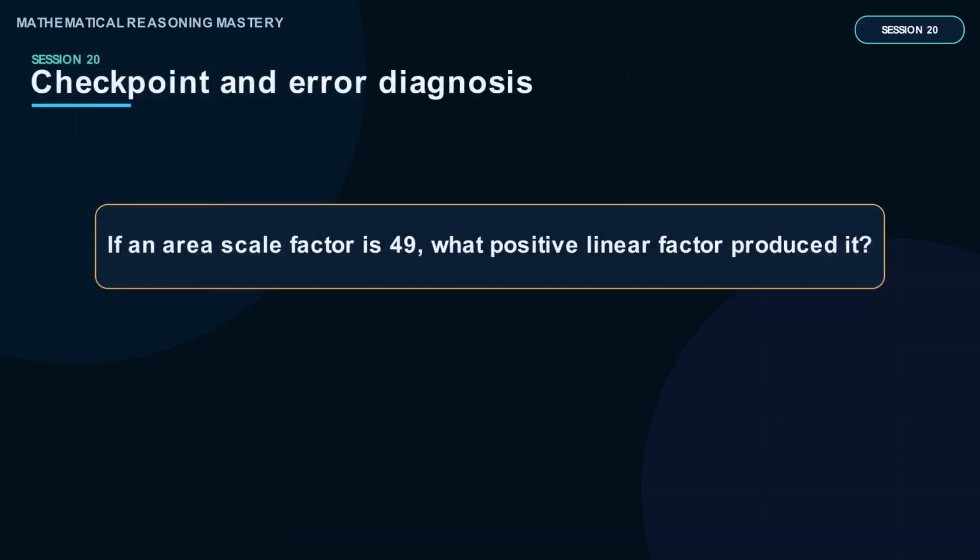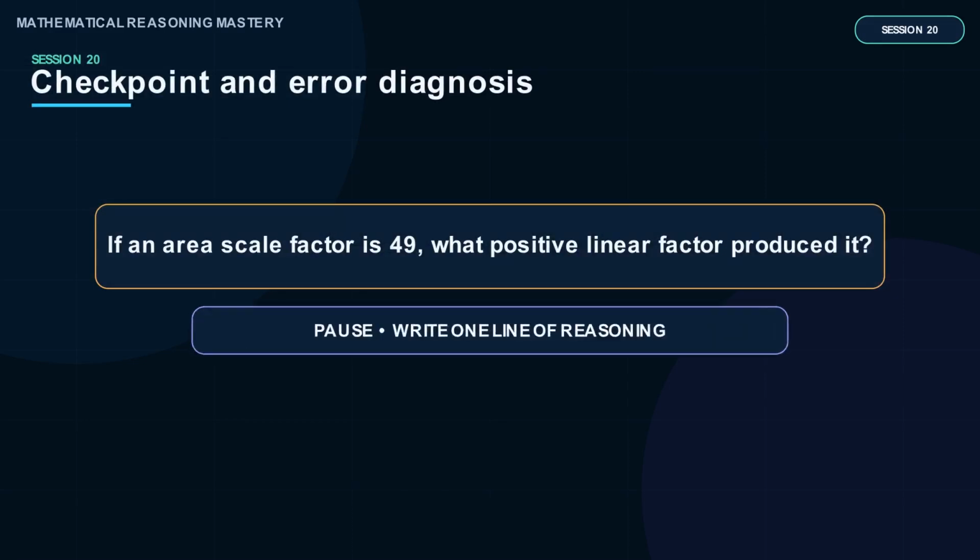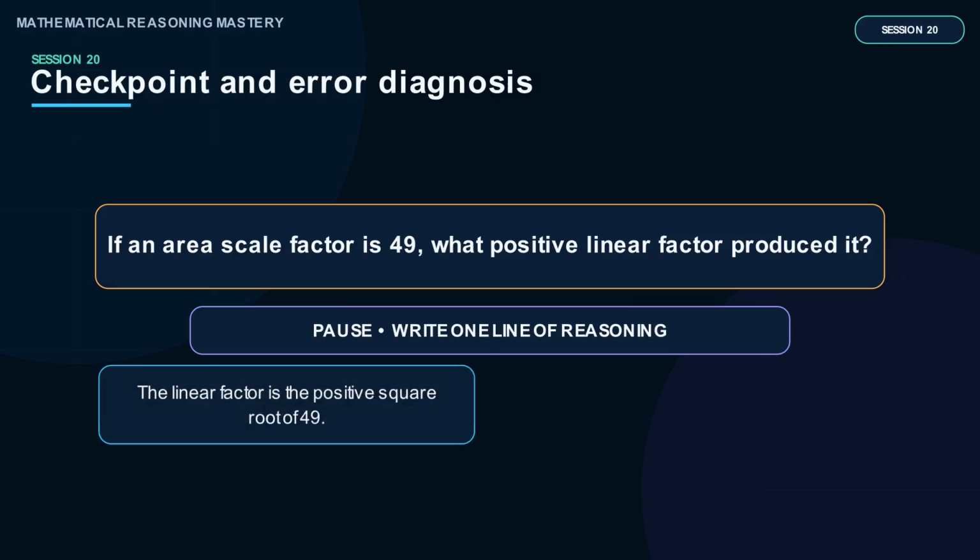Try this checkpoint without copying the example. If an area scale factor is 49, what positive linear factor produced it? Decide which mathematical fact controls the answer. Pause and write one line of reasoning before committing. A visible decision is easier to inspect, explain, and correct than an unsupported guess. Hint: the linear factor is the positive square root of 49. Use the hint to repair the setup, then finish the reasoning yourself. The accepted answer is 7. Explain why it works and name the earliest line that would reveal a likely error.